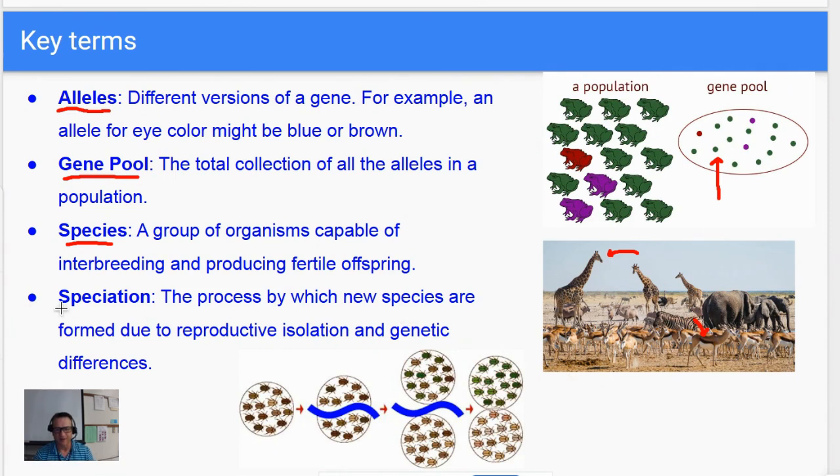Now, this one you can probably figure out what this is. Speciation. That's the process of one species branching off to form two species, or the process by which new species are formed due to reproductive isolation. The one species gets separated from each other by who knows, or genetic differences.